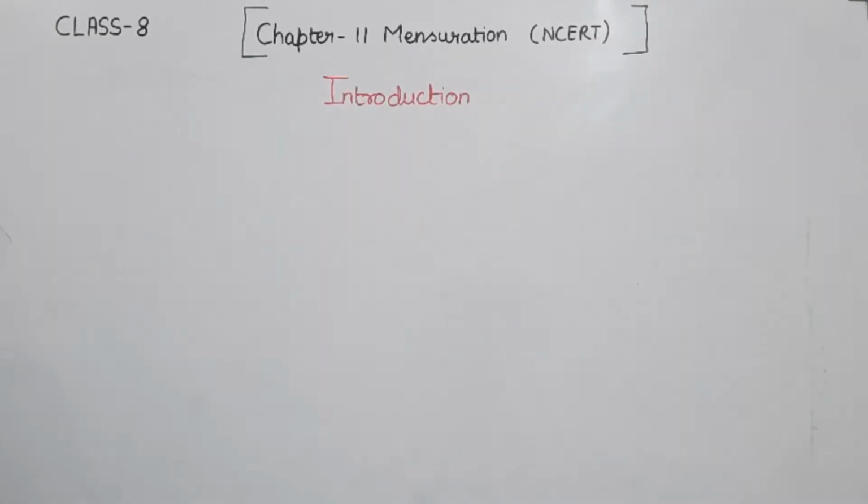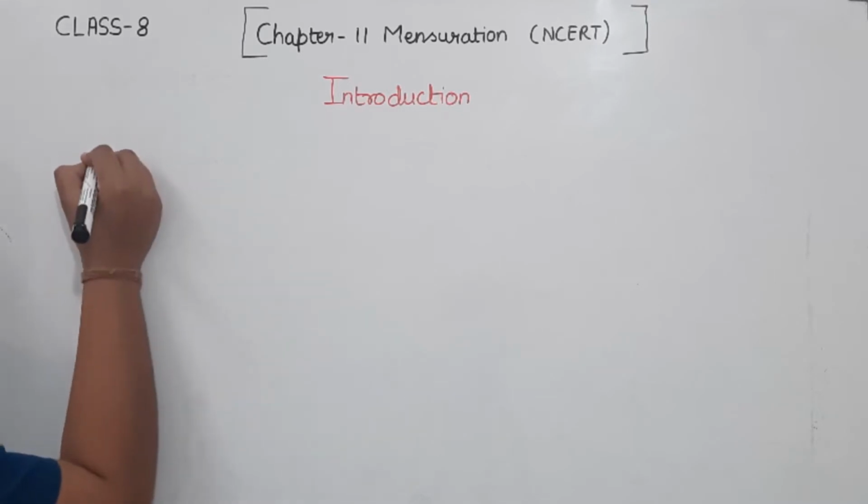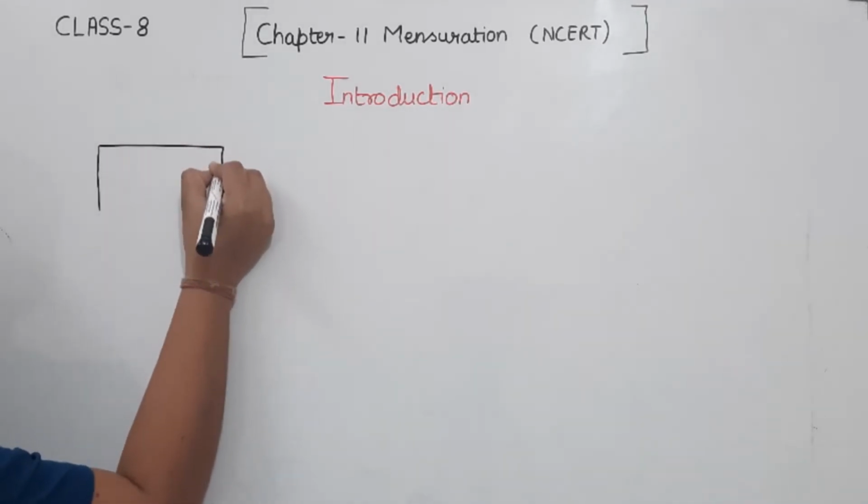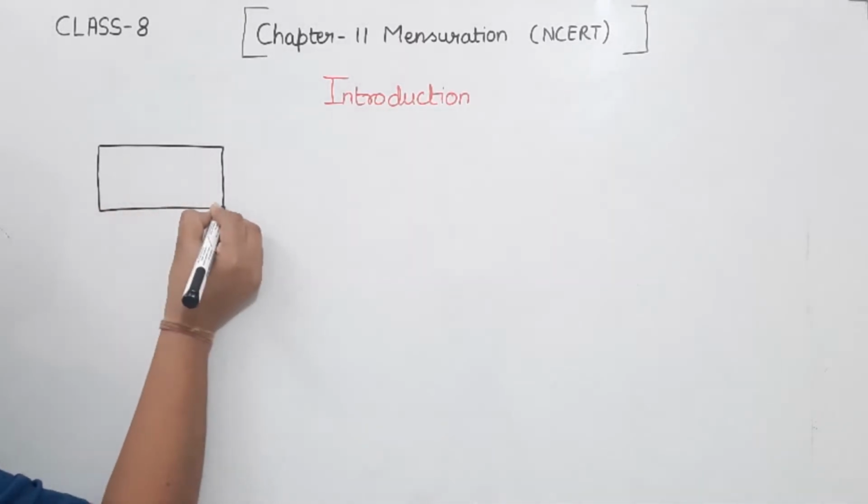Chapter number 11, mensuration. In this video, we are going to get the introduction of the chapter number 11, mensuration. So first of all, we are going to start with some of the figures and their areas. We are going to start with the first one. We are having the rectangle.